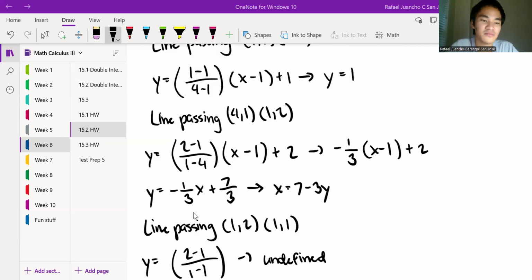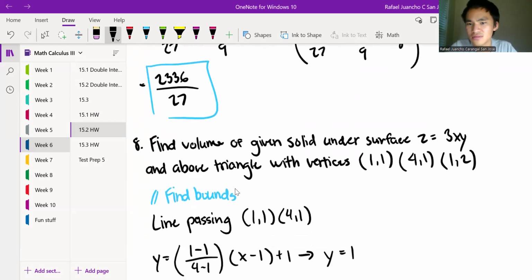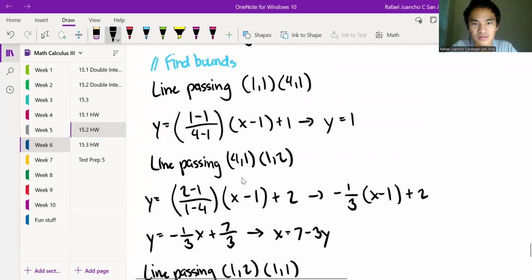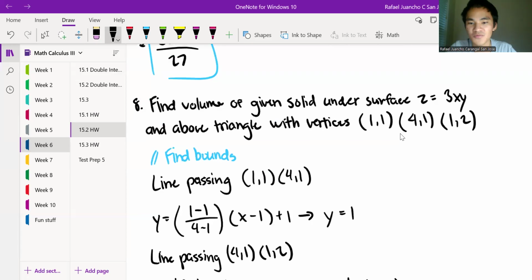So yeah, oh, wait a minute. I think I messed up here. 1 to 2. What did I do here? Oh no, did I mess up the vertices again? Oh, I didn't. What did I do here? Oh, we did dy dx, so that's nice. Okay, that's cool. X is in between 1 and 4. Y is in between 1 and 2.